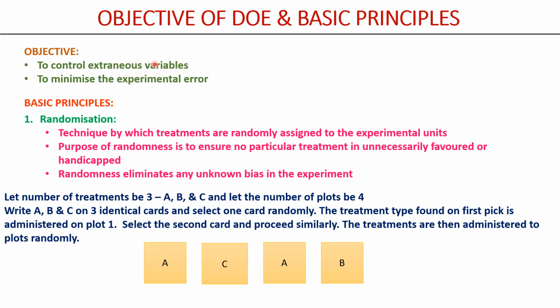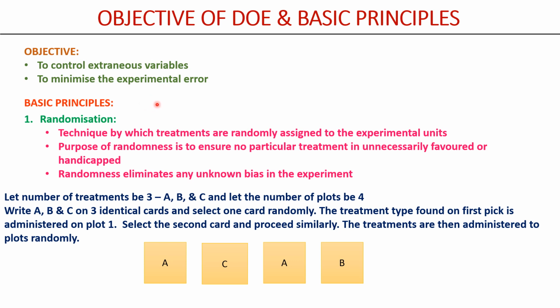So in short, the DOE is mainly used to reduce the error component. When I say reduce, I should reduce the effect of the extraneous variables, or you can call it the experimental error, to be minimized. Coming to the basic principles, now we want to control these extraneous variables, we want to minimize the experimental error. How can this be done?